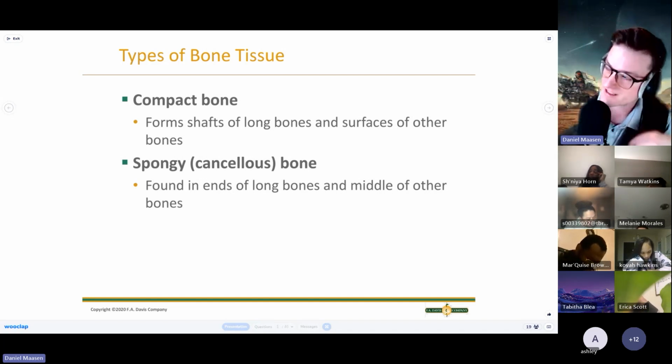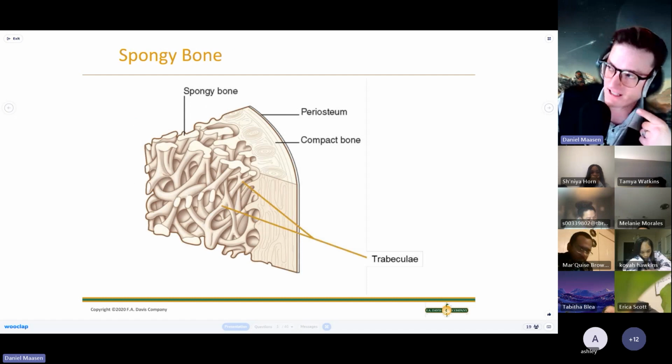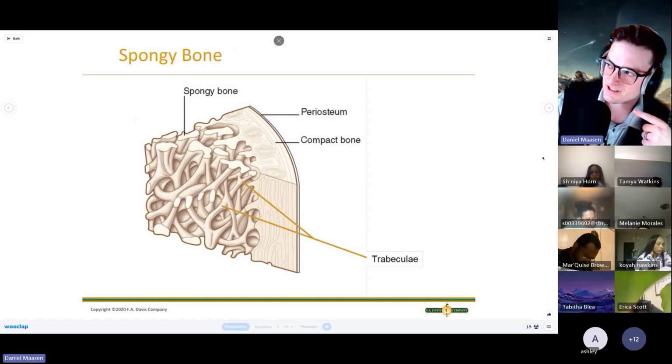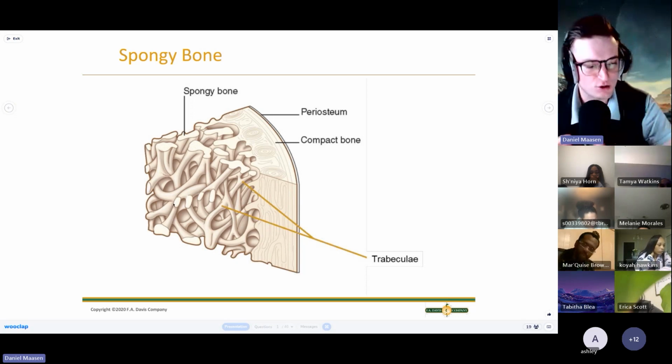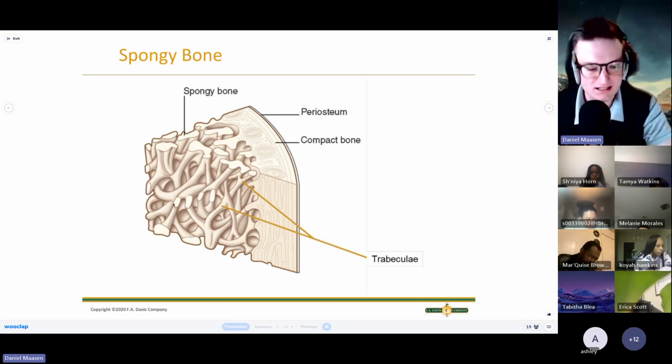This guy right here, this is spongy bone. And you can see that it's got a really weird shape to it, right? So spongy bone is all this section. It's almost like a lattice work or a web. It almost looks like pasta or something, right?